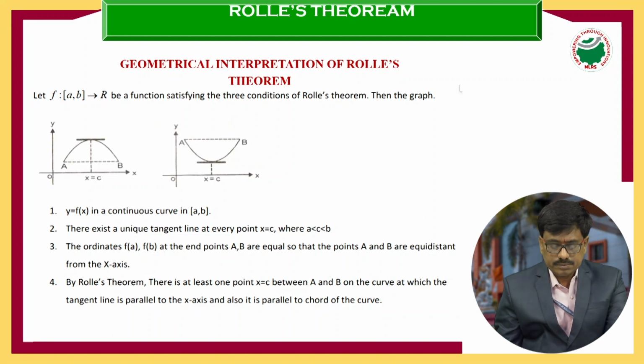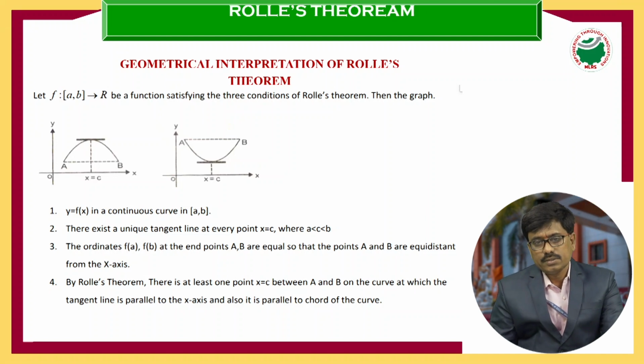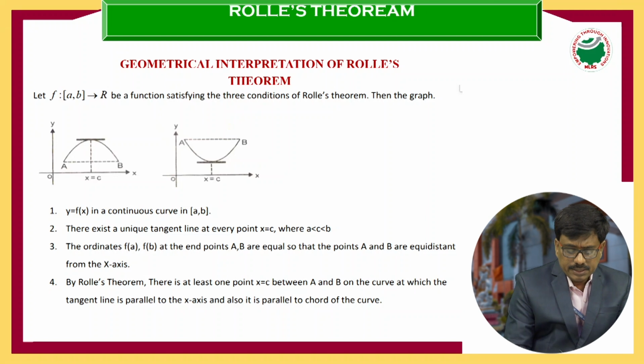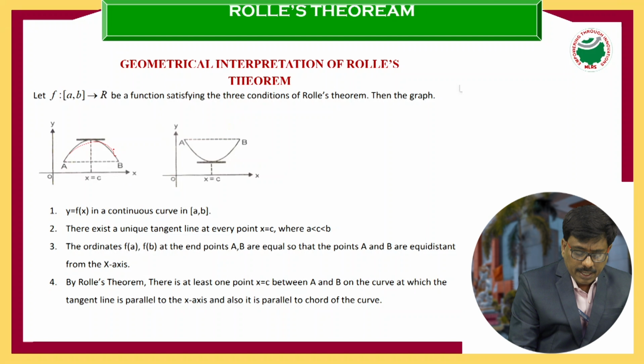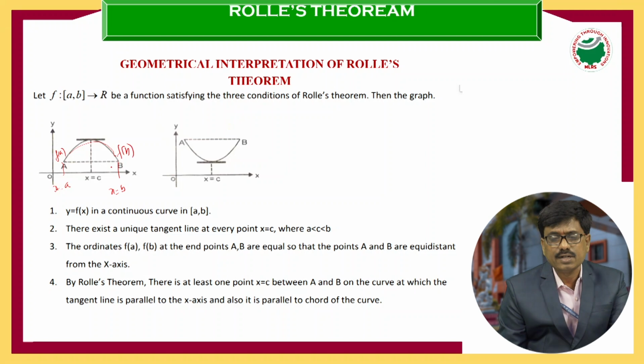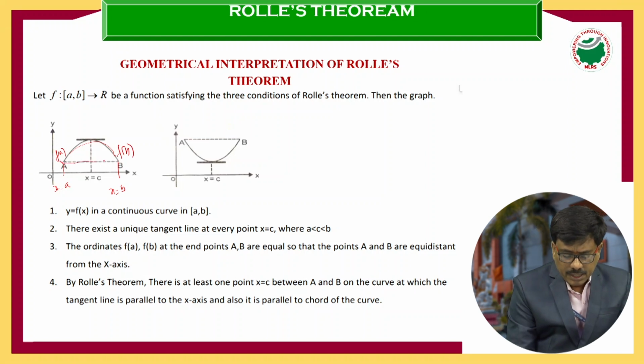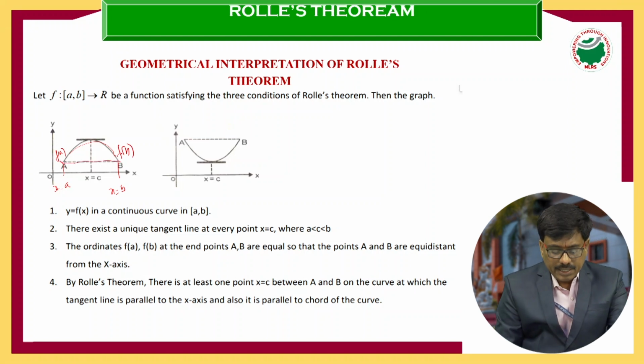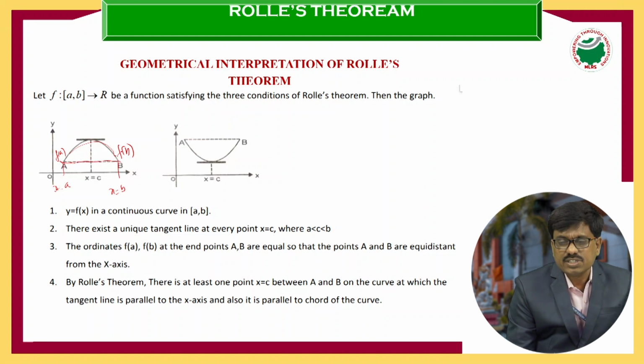Let us take this curve. There is an open upward curve and a downward curve that we are observing in this case. This curve is always continuous. At x equal to a, the value f of a, and at x equal to b, the value f of b, are equal. In this case, f of a equals f of b. I can join the chord of these two points. There exists a point C between A and B.